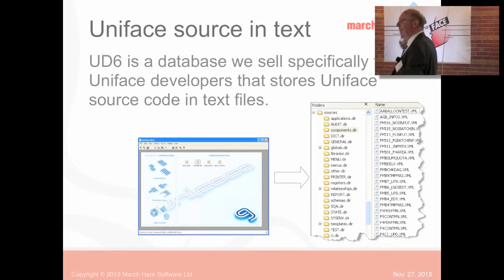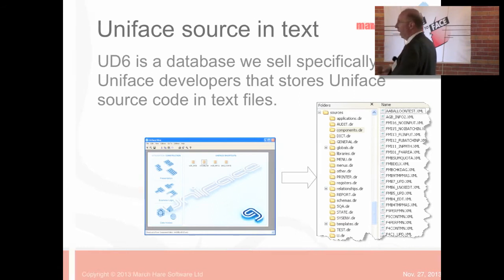Once your source code is in text files, that's what our product does, UD6. It puts your Uniface source code in text files. UD6 is a database just like Oracle, just like Sybase, but you don't use it for your application data. You use it for your source code repository. And what you end up with is something that looks like that, a directory full of text files. Okay? Those text files are your database. If you change one of those text files and look in Uniface, you'll find the content of your proc changed. If you change something in Uniface and look, the files have changed. That's what that is, okay?